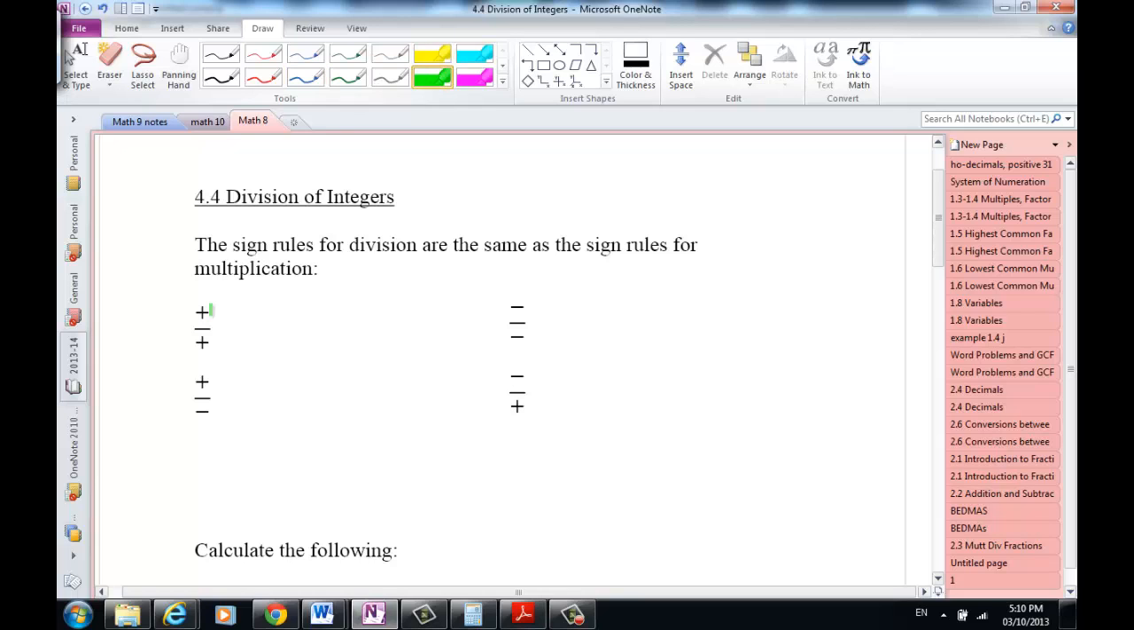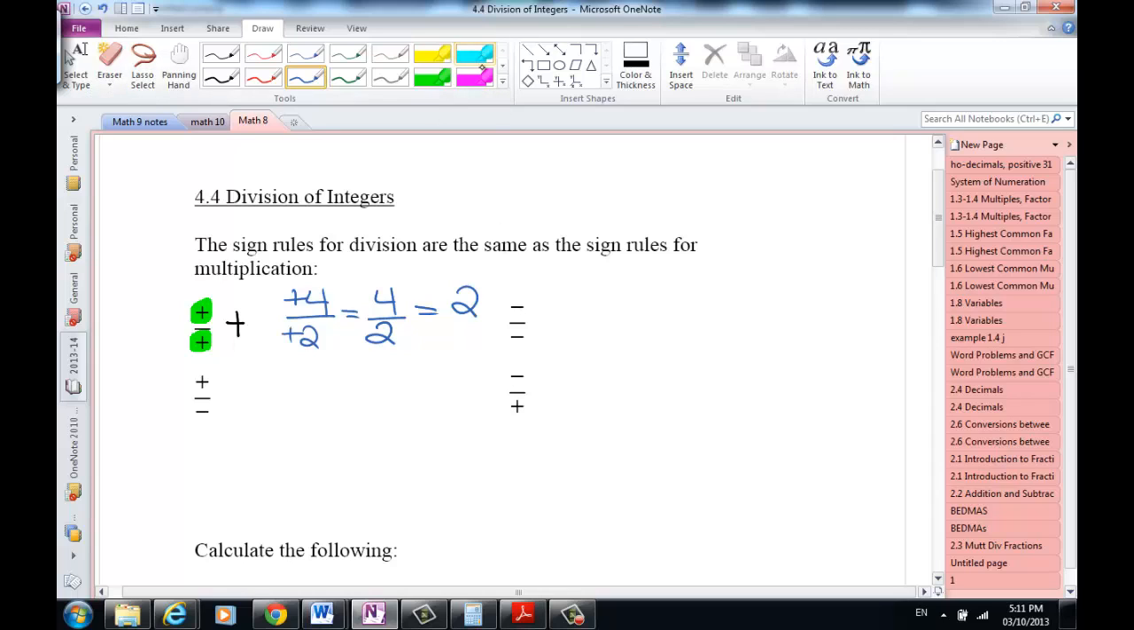So for example, if we have a positive divided by a positive, our answer in fact is going to be positive. So for example, if I had positive 4 divided by positive 2, as you know, we normally write this as 4 divided by 2. The positive sign is implied, and this is equal to 2, which is positive. So nothing really new there.